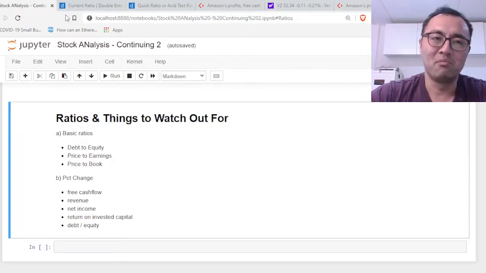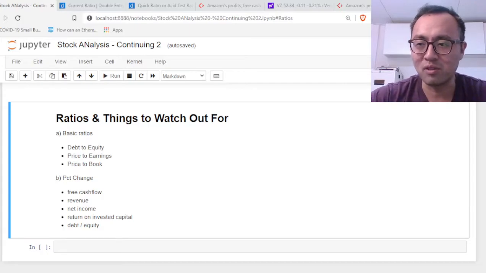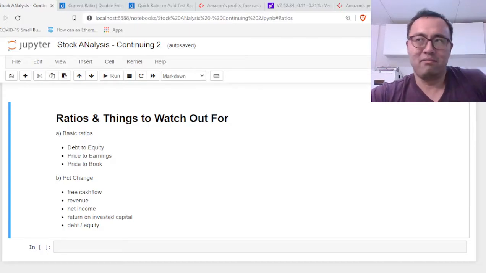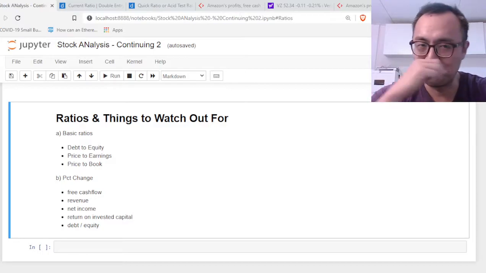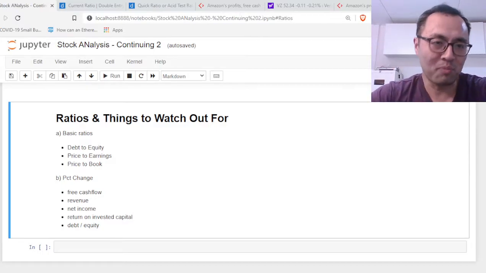Come on, if it was as simple as just looking at price to earnings to make a financial decision, then we wouldn't need all these finance gurus and stuff, right? Everybody would be Warren Buffett. Unfortunately, that's not the case.